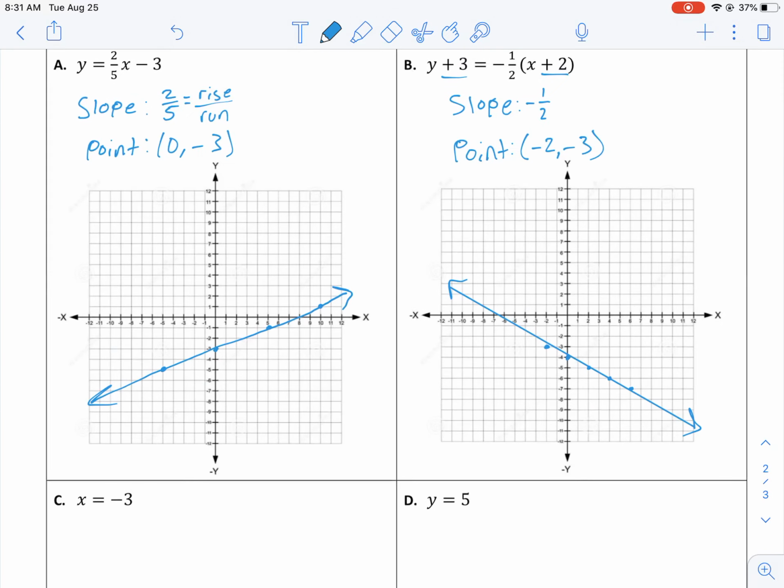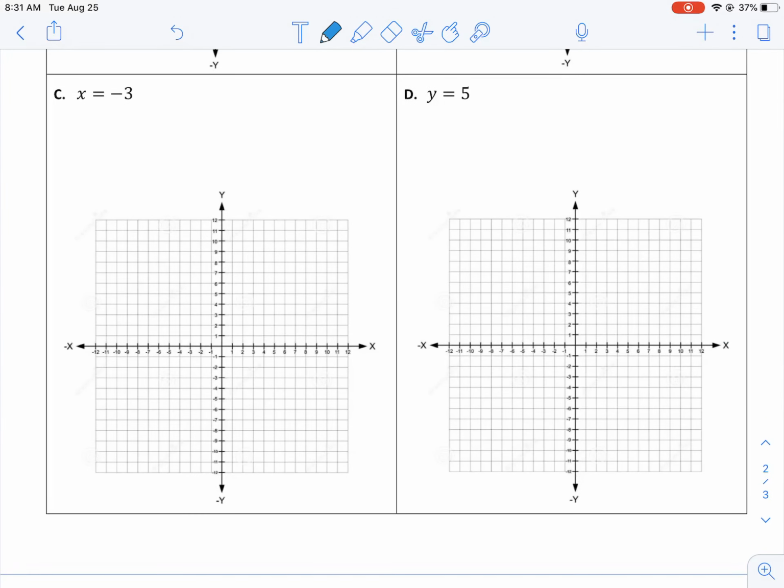Very similar to slope intercept form. You're just not starting at the y-intercept. You're starting somewhere else. Last two, all right? What do you do if you have letters by themselves? X equals -3 or y equals 5.